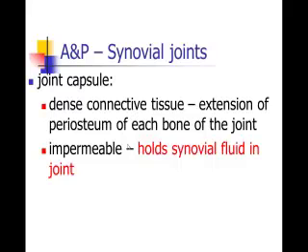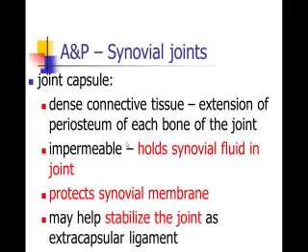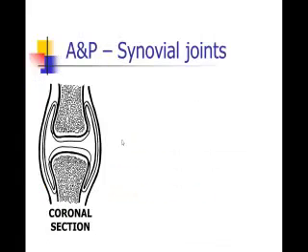The bad news is that if you get too much synovial fluid because of an injury, it doesn't leak out, and you get pressure buildup in the joint, and that can restrict the range of motion for the joint. And then it protects the synovial membrane because it's tough. The synovial membrane is not going to be exposed to as much mechanical wear and tear. It can stabilize a joint. In some joints, it forms what's called an extracapsular ligament, which is a thickening of the joint capsule, and it does strengthen the joint and stabilize it.